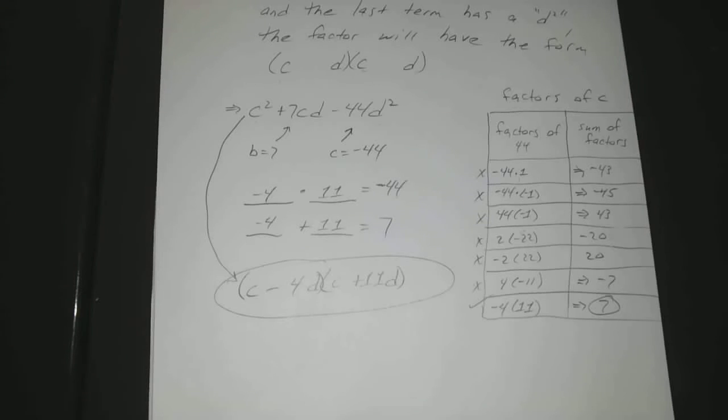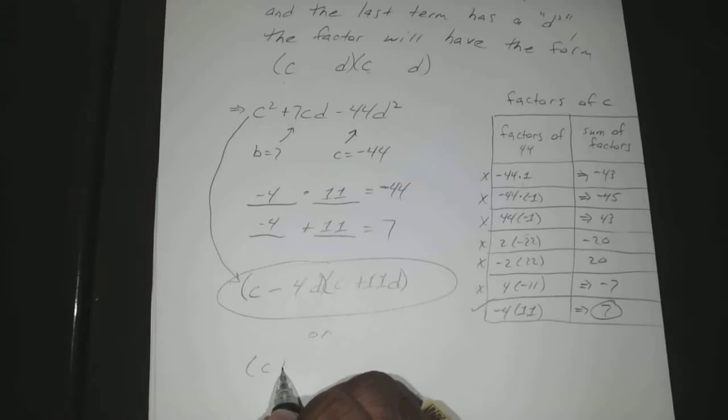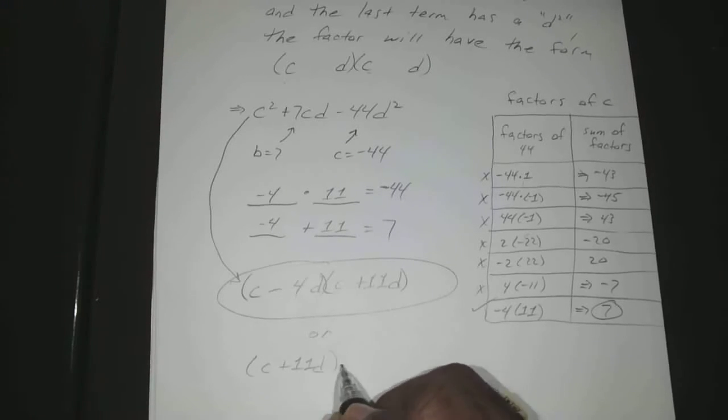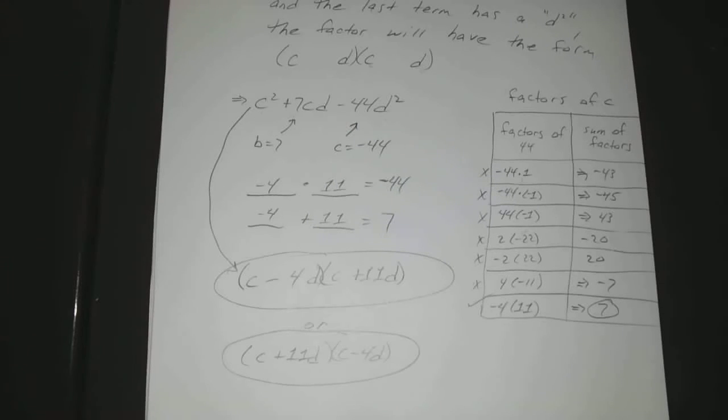All right, any questions on that? Like which one to put first? I know you can use it second, but whether you do negative 4 first or negative 4 last. Oh, it doesn't matter which one. If you wanted to write it as c plus 11d and c minus 4d, you could do that also. Kind of like 2 times 4 and 4 times 2. You can switch them up. All right. Any other questions on this one?